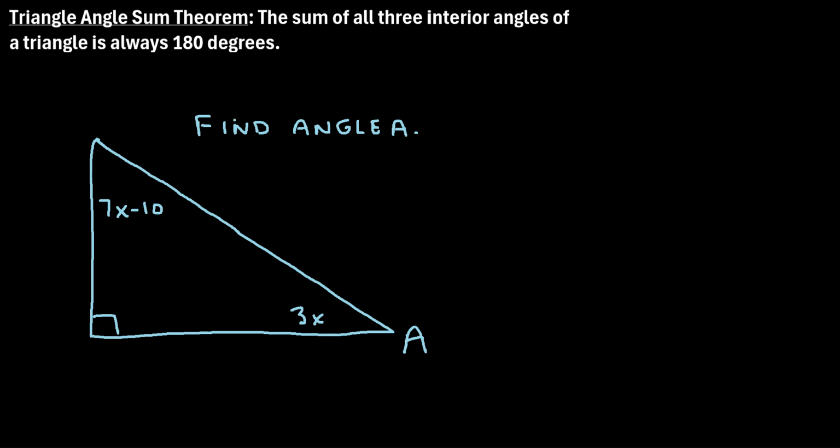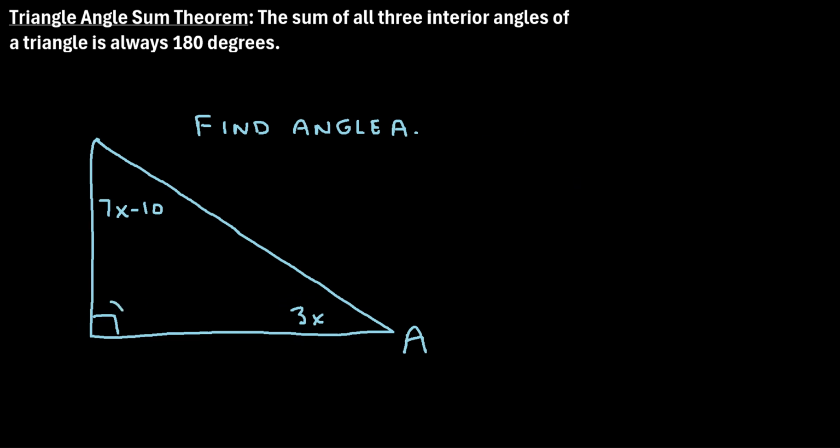This one's a little bit different. Let's say we have this triangle where we're told that this angle is a right angle, so 90 degrees. This angle is equal to 7x minus 10, and this angle is equal to 3x. And we're told that this angle right here, we're going to call angle A, and we want to find angle A. How can we do that? Well, first we have to use the triangle angle sum theorem, which says these three angles must add up to 180. So if we add these up and set them equal to 180, we can solve for x. And then once we know x, we can solve for this angle A.